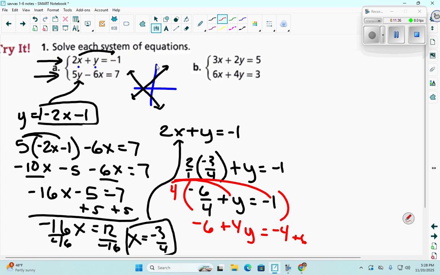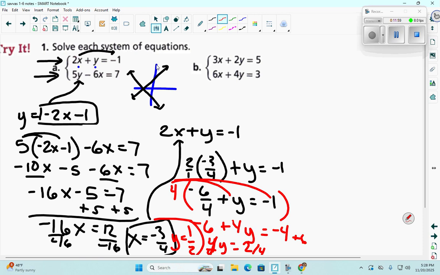So now I have 4y equals 2. And if I divide by 4 to each side, my y would be 1/2. Okay, so my y is 1/2. Now I have my x and my y value, and then we're done.